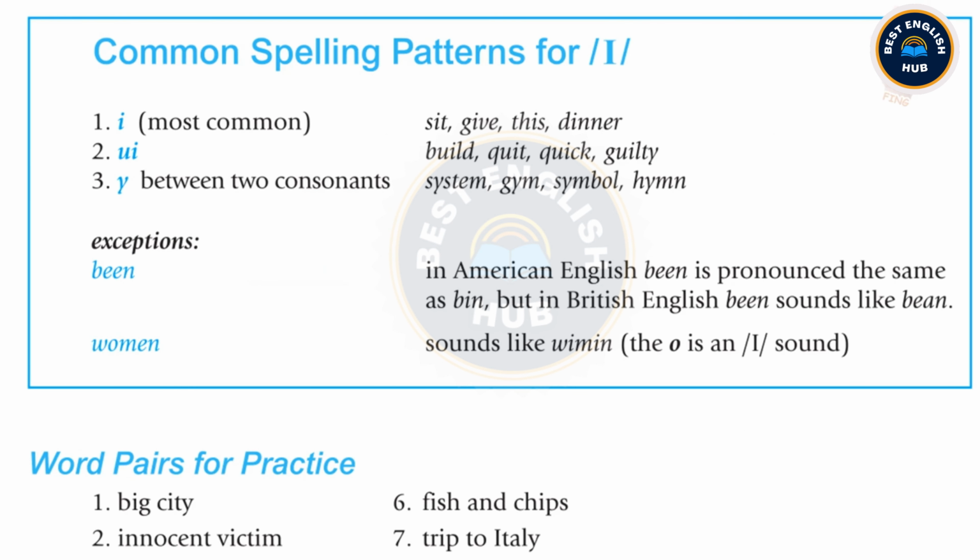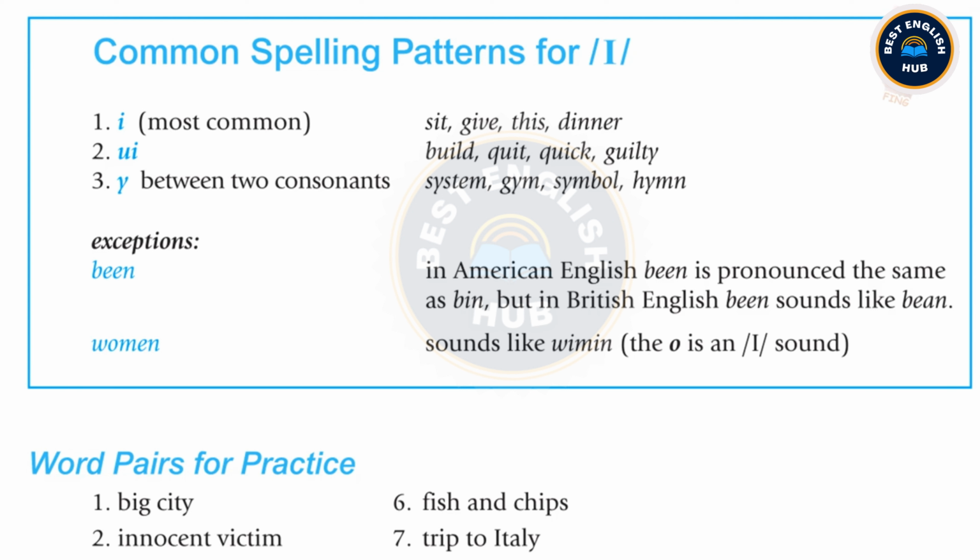The common spelling patterns for this sound are the letter I, and that's the most common one, as in sit, give, this, dinner. UI, as in build, quit, quick, guilty. And Y if it's between two consonants, as in system, gym, symbol, and him.